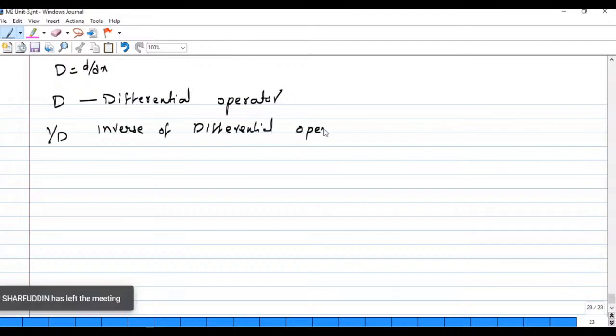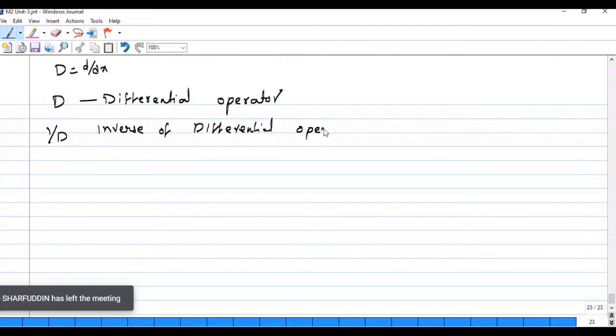D is called the differential operator. 1/D is called the inverse of the differential operator. D is nothing but d/dx. 1/D of some function Q(x) is nothing but the integral of Q(x) dx. D is differentiation, and 1/D is just integration.